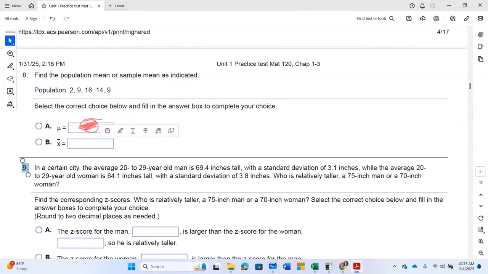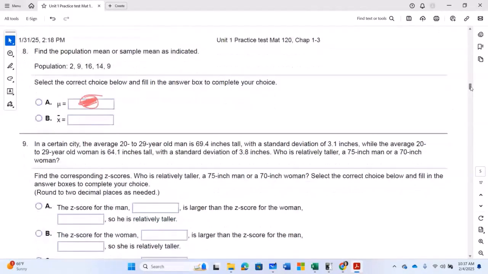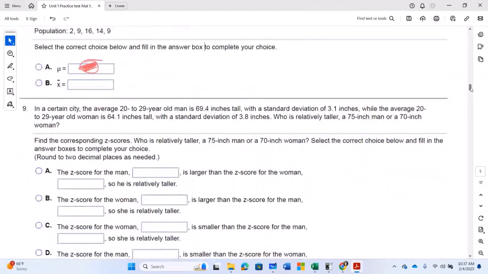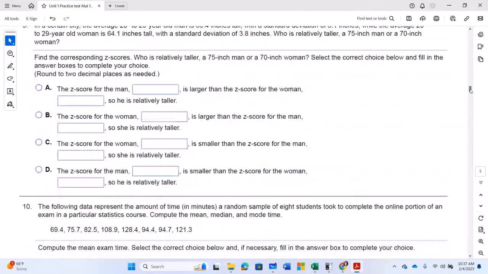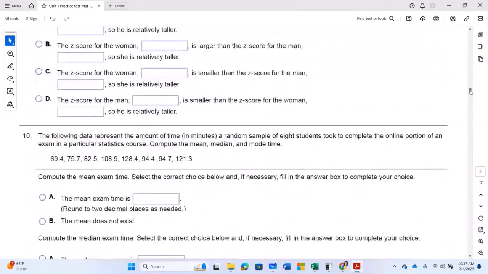You put 10 there because somebody wants to know if you know the difference between mu and x bar. Do you know your parameters and statistics? Okay, I hope that is clear. So this number 9 is the same as the z-score we did before. So it's still z-score.